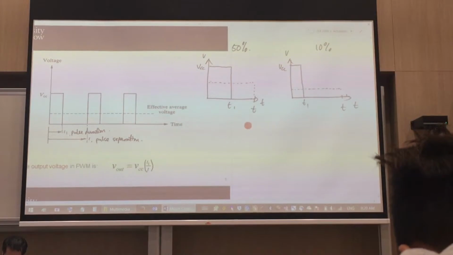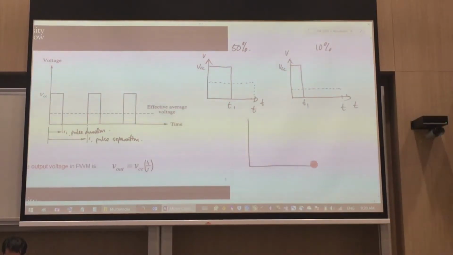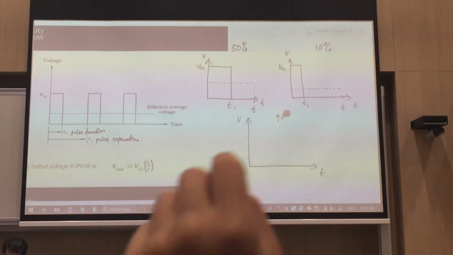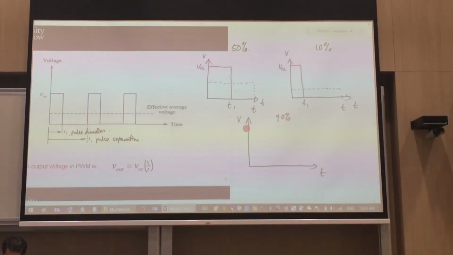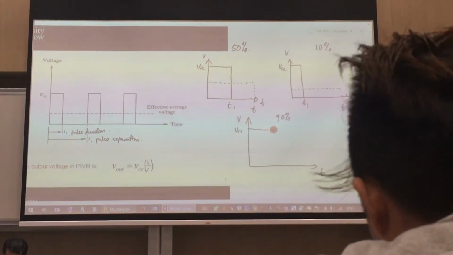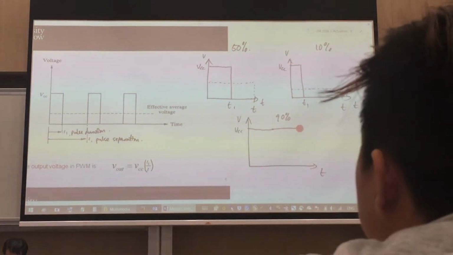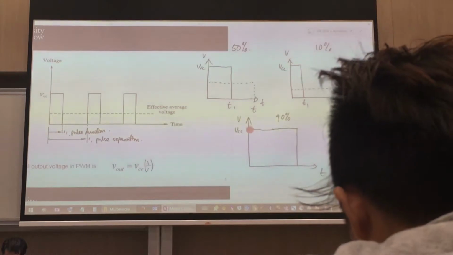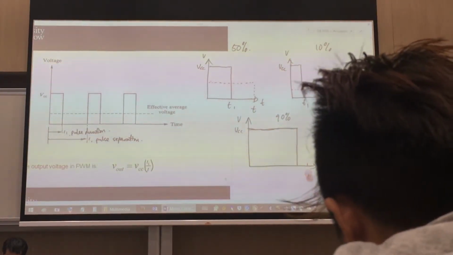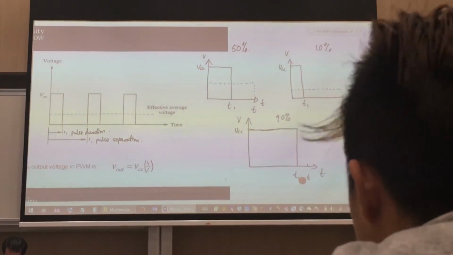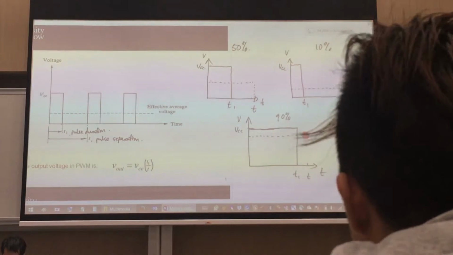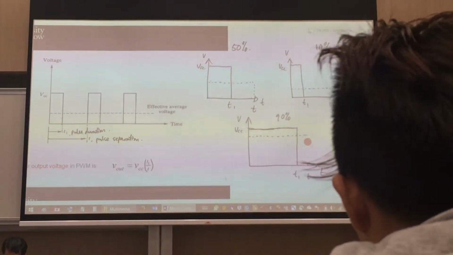If I have 90%, again, your VCC is going to be here. So 90% of that over here. That will be your T. This is your T1. So you get an average voltage that is here.